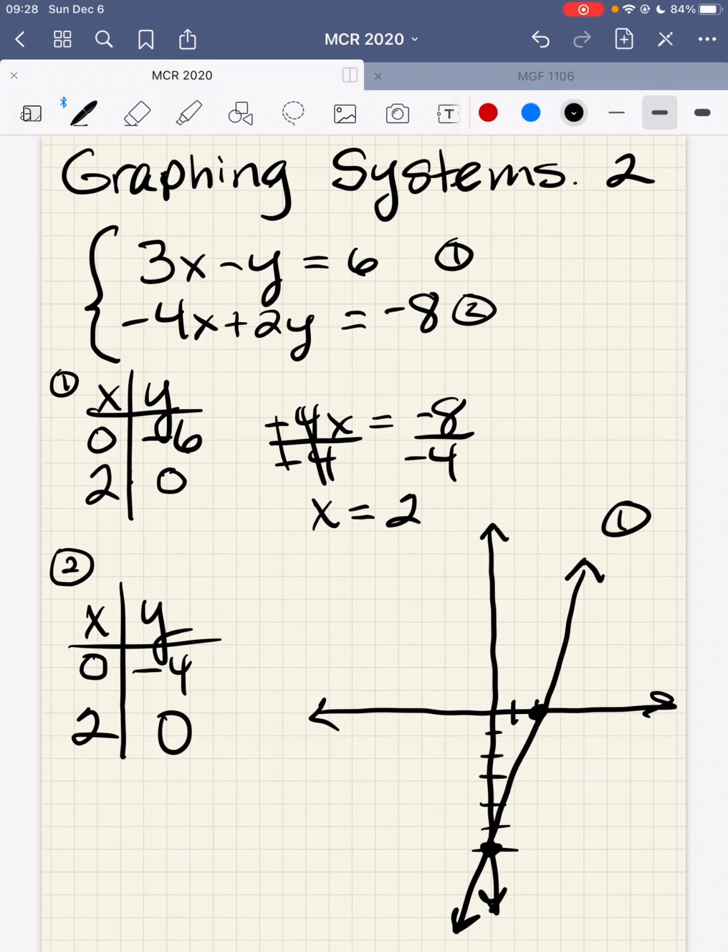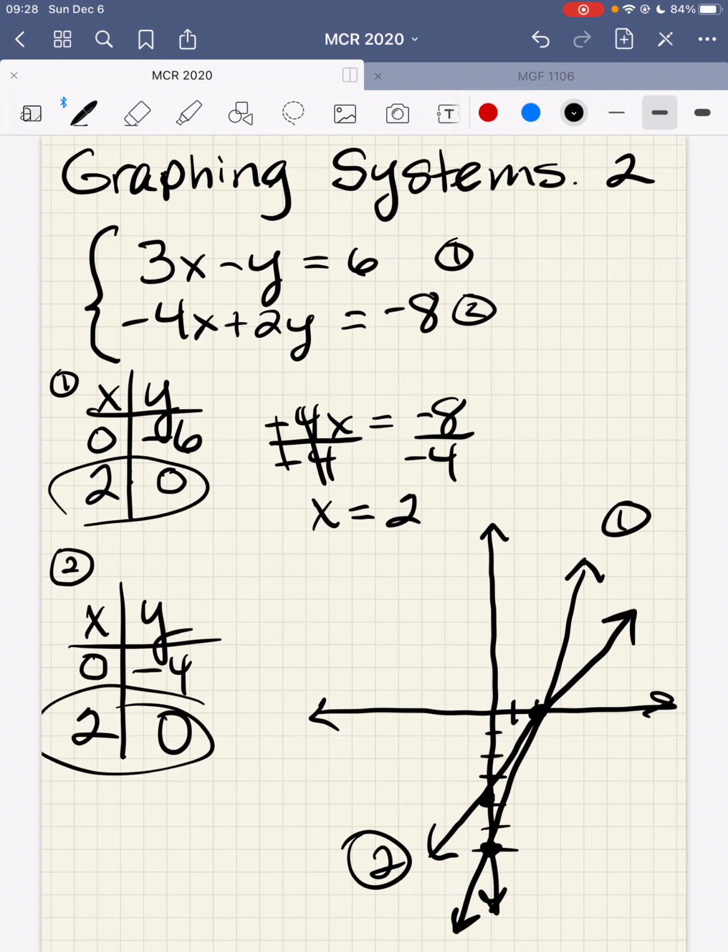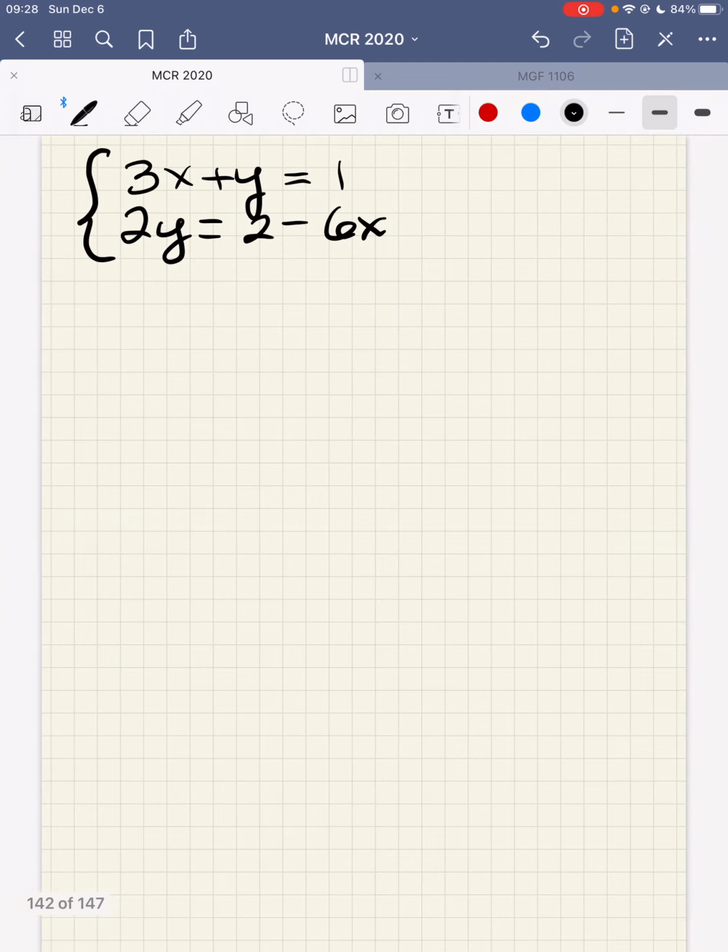All right, then I have 0, negative 4, 2, 0. And it looks like I actually had my solution in my intercepts. This is line 2. And my solution is actually right in both my charts, 2, 0. All right. Let's go ahead and look at another example.